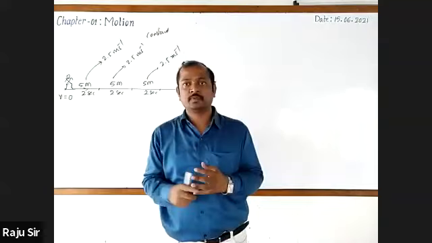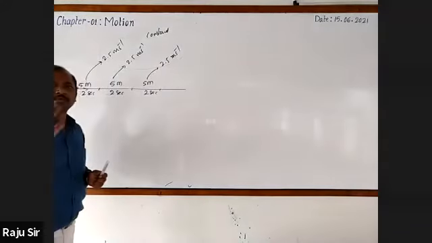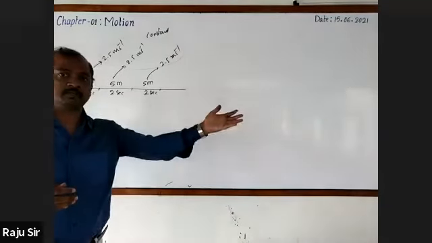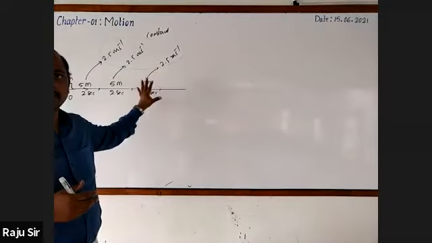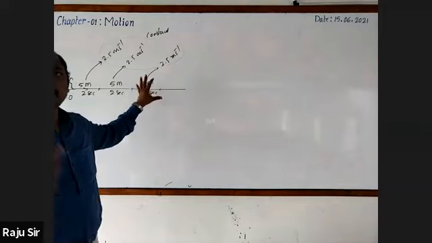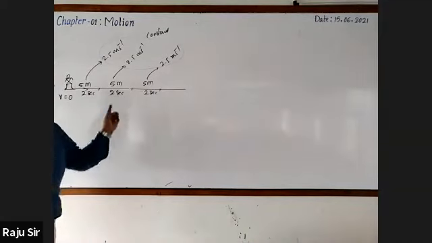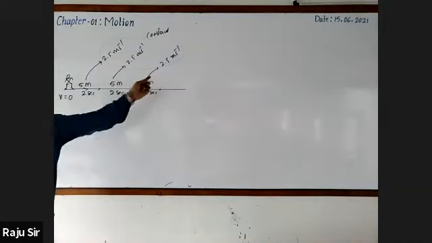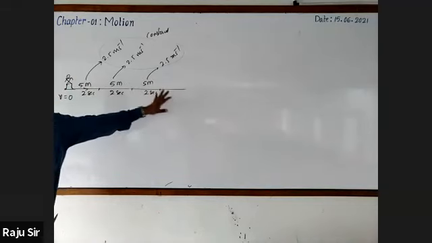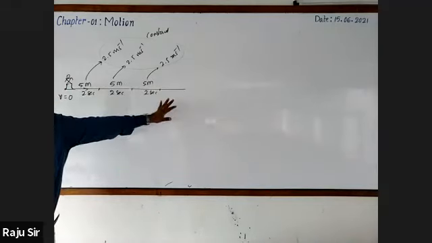Let us discuss uniform motion in the later part. You just focus on constant speed. Once more, when a body covers equal distances in equal intervals of time, then its speed is said to be constant or uniform.